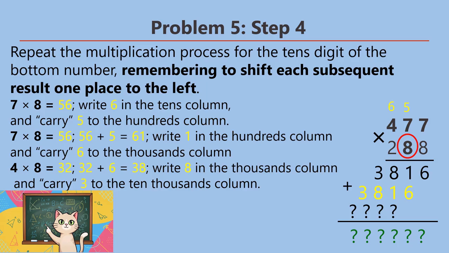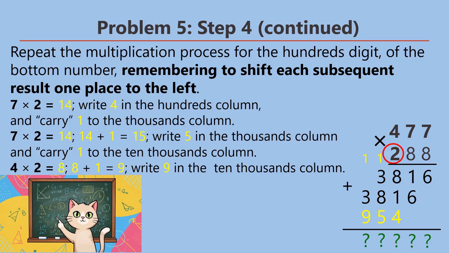7 times 8 is equal to 56, 56 plus 5 is equal to 61, write 1 in the hundreds column and carry 6 to the thousands column. 4 times 8 is equal to 32, 32 plus 6 is equal to 38, write 8 in the thousands column and carry 3 to the 10,000s column.